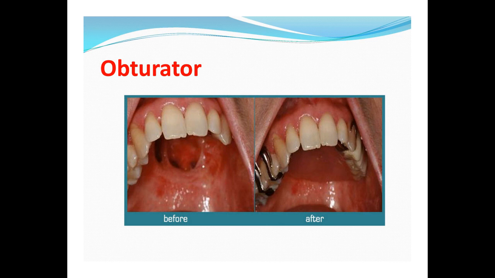So as you can see in this picture, the child has a big hole in the palate. So this obturator is used for closing the defect. So it is used for correction of the defect. So there are many uses, there are many different types of removable appliances given in children.